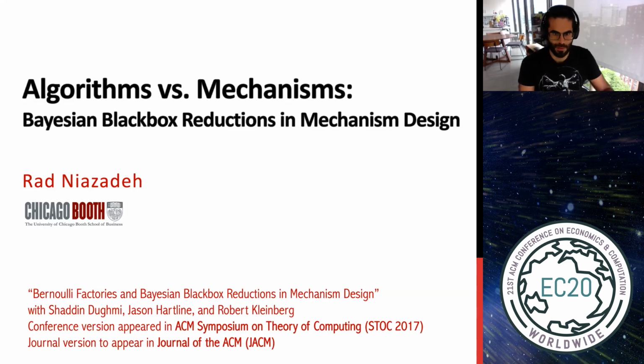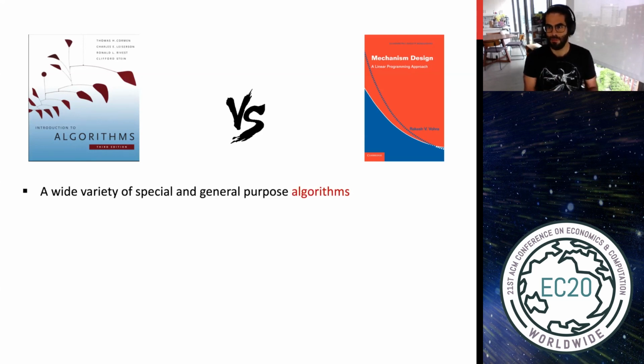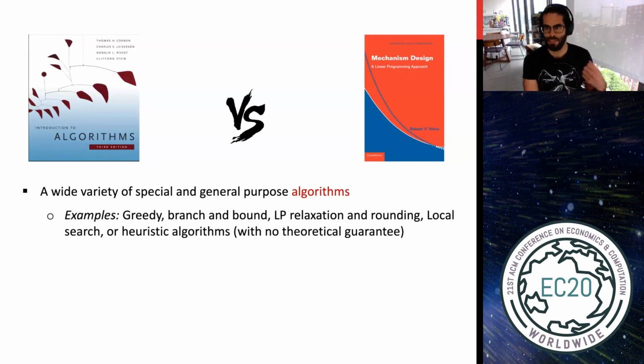So in this talk, we are going to talk about two different worlds. On one side, we have algorithm design, where the goal is to design algorithms, in this context objects that can solve optimization problems. There are many algorithms out there: greedy algorithms, branch and bound, LP rounding, dynamic programming, and so forth.